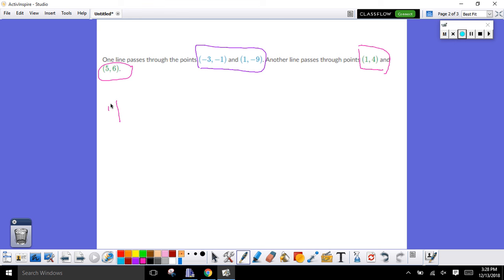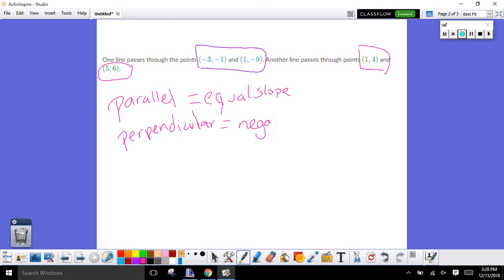Remember, parallel lines will have equal slope, while perpendicular lines are going to have negative reciprocals.